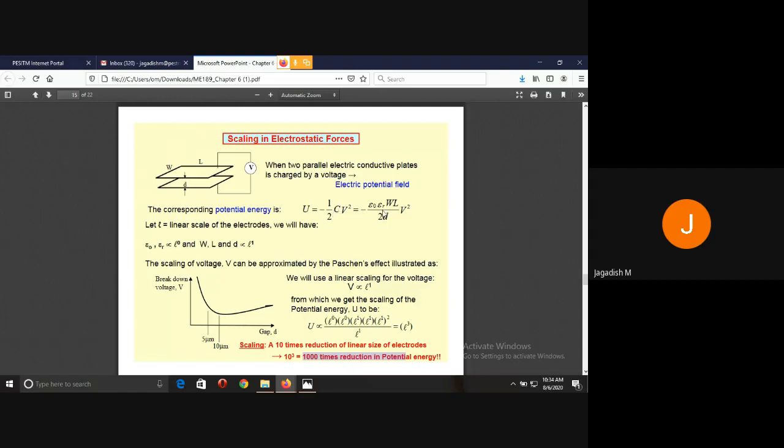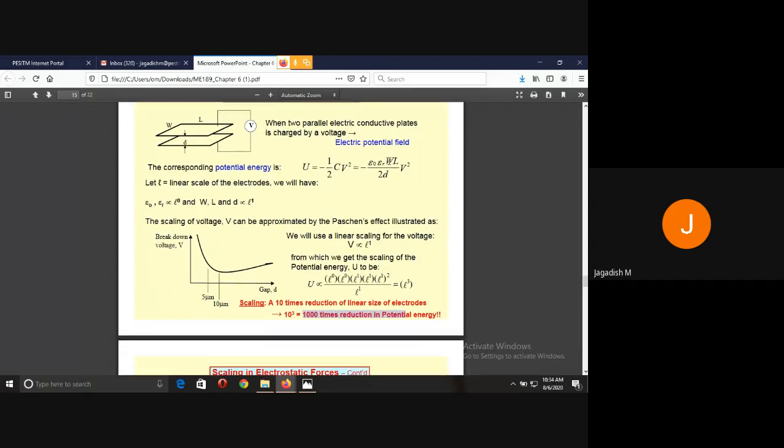How to derive this capacitance? It is epsilon naught epsilon R into W into L by 2 into D. Now W, L and D are the linear parameters, so it is L to the power 1, and we have considered the linear voltage, so it is L to the power 1. Finally, you will find out that U is proportional to L cube. So if I change the dimension of each by 10 times, then the potential energy will reduce by 1000 times. Okay.